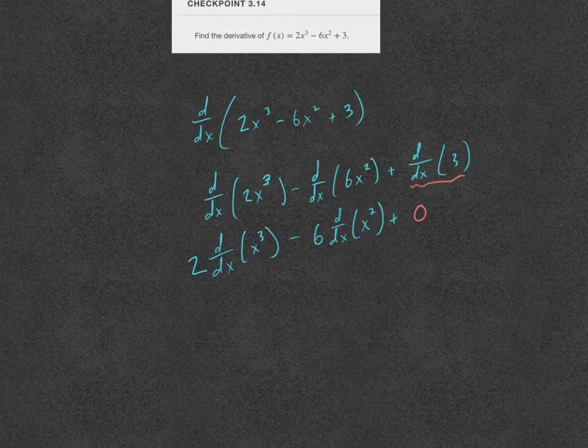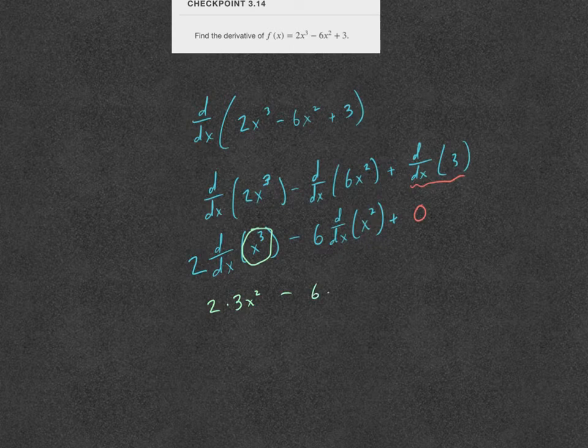All right, let me scroll up to give myself some more space. Now, I can just look at, again, each x term by itself. The derivative of x cubed is 3x squared, but don't forget about the 2 that was in front of it. And the 6 tags along. The derivative of x squared, 2 comes down, decrease the exponent by 1, and it's 2x to the first power.